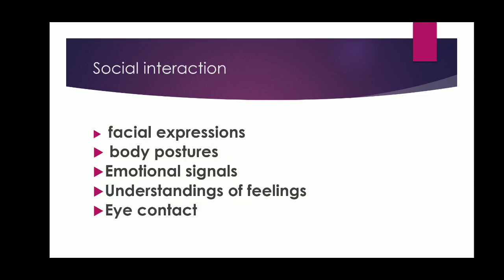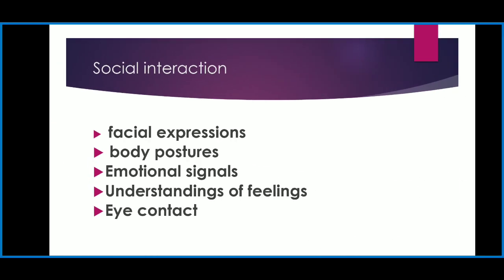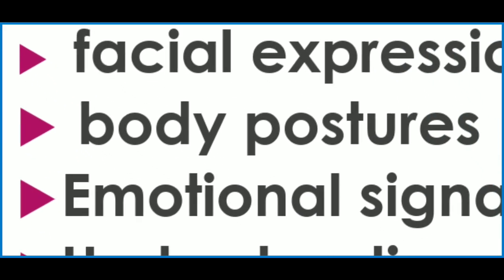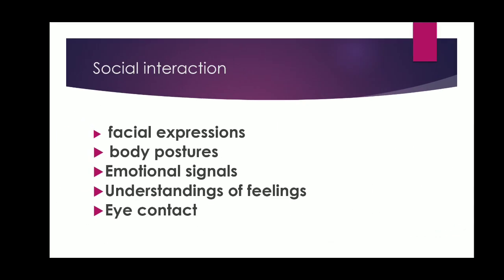In social interaction, first of all, they will have issues with facial expression. They will not be able to understand facial expressions, and they will not be able to express their facial expression according to the situation. The next one is body posture. They cannot control their body movement, and they cannot manage their body posture in routine life.